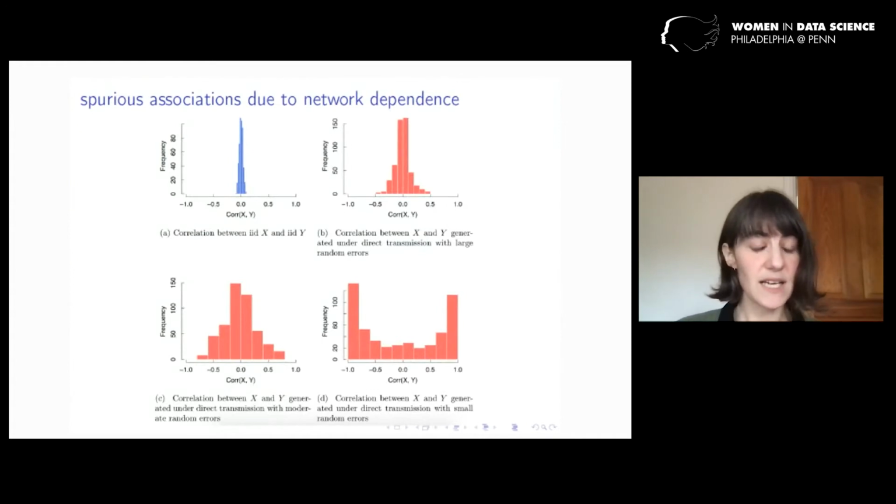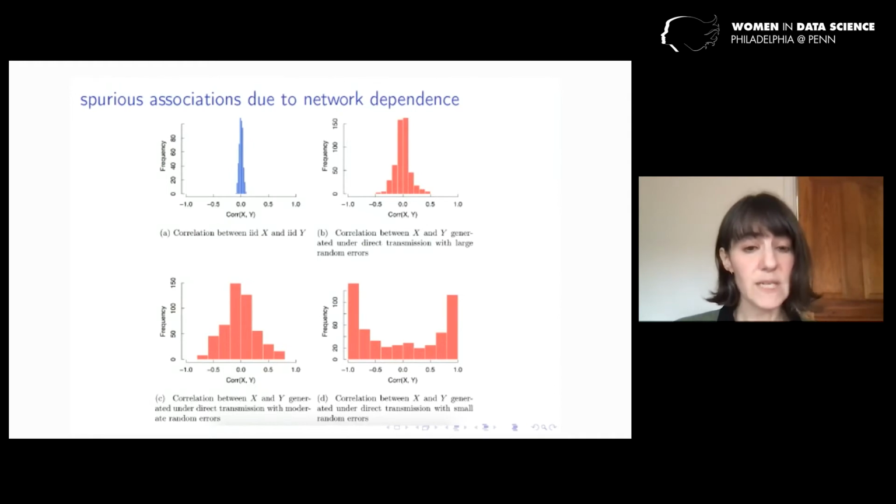So to illustrate in simulations, these are histograms of a correlation coefficient for two variables, x and y, where Eugen again simulated x to have network dependence and y to have network dependence, but in all of these simulations, x is independent of y, so that means the correlation should be 0. In this first blue plot, the data were actually IID, there's no network dependence, and you can see the correlation coefficient is really tightly clustered around 0.